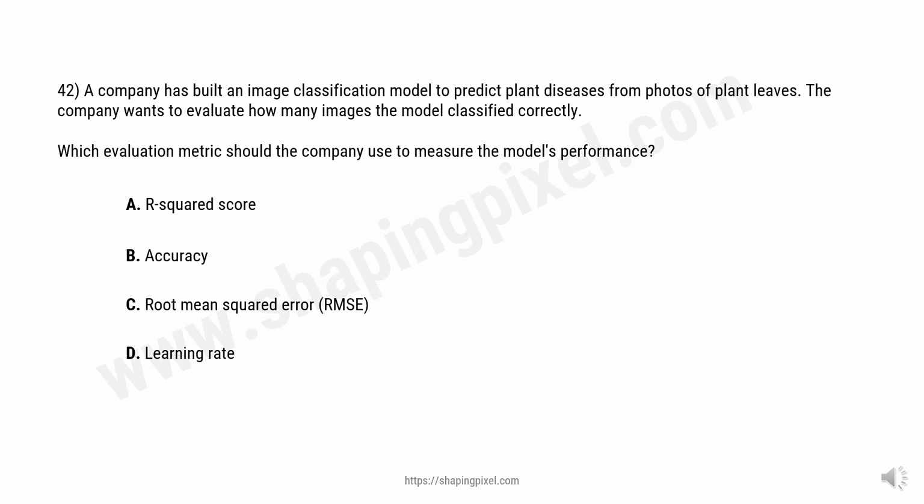Option A, R-squared score. Option B, accuracy. Option C, root mean squared error. Option D, learning rate. And the correct answer is option B, accuracy.